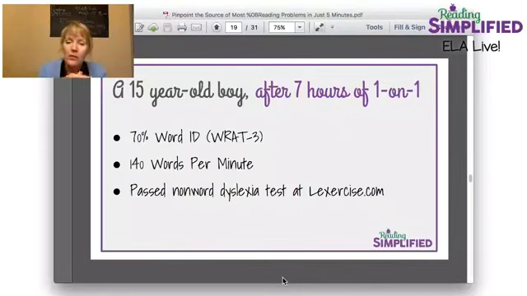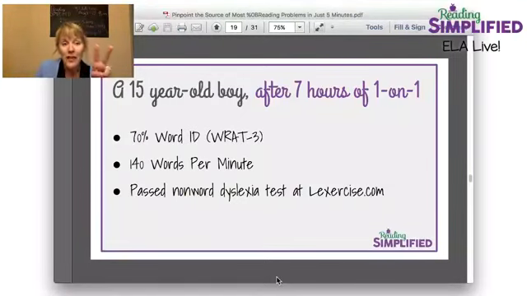And he had moved up to 140 words per minute, which is really close to the benchmark of 150. And even though he had originally been at the low average, on a nonsense word dyslexia test he got all but one right and did really well on lexercise.com. That is a free resource that I'm also going to refer you to in the blog post that I'm going to link later.